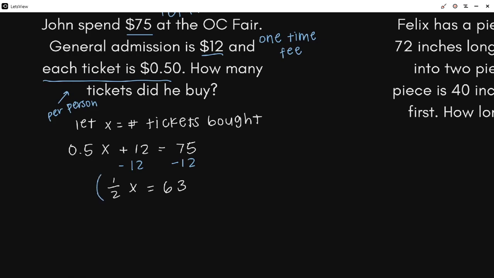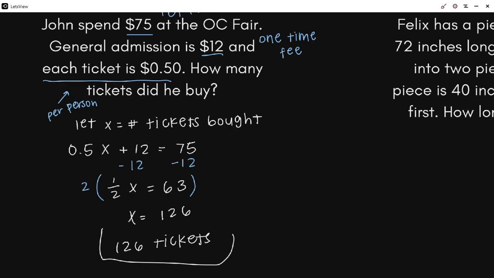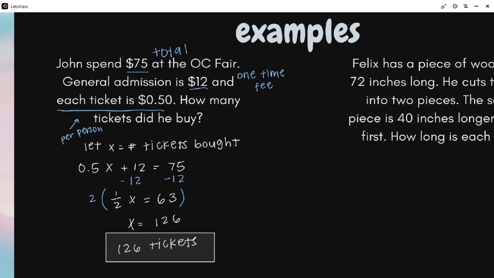So to get rid of the fraction, we're going to multiply by 2. So that's why I like changing it into a fraction. But you can leave it as a decimal if you want to. So then x will equal 126. So the answer is 126 tickets. Okay, so that's the first one.